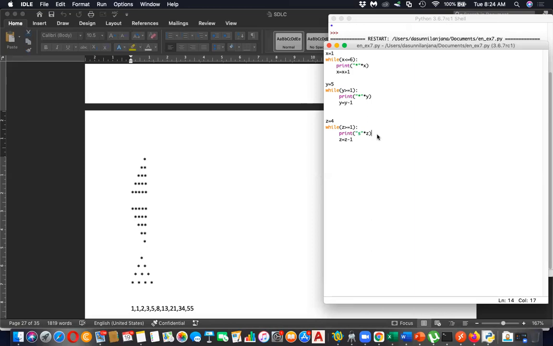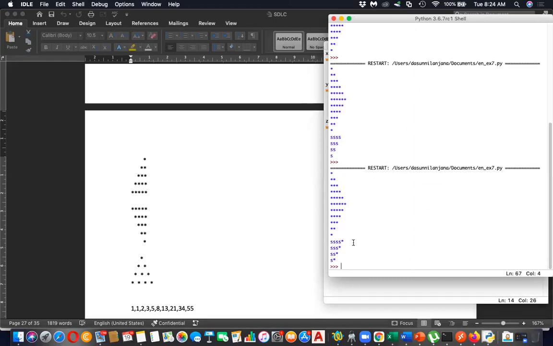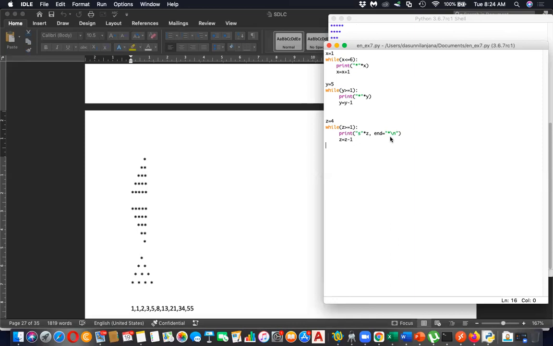After printing this, don't finish this. After printing this, you have to end with nothing, or you can end with asterisk and new line. Then what will happen if you run this? It will print an asterisk and new line, asterisk and new line. But how many asterisks do I need?